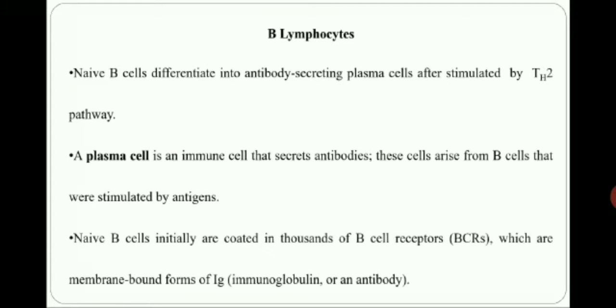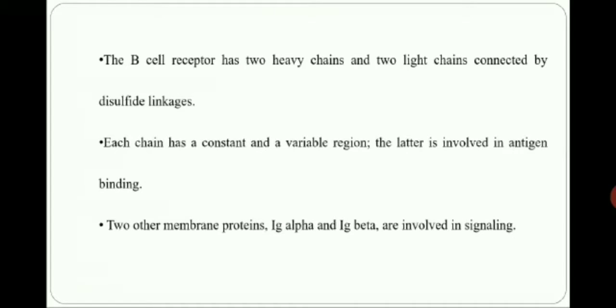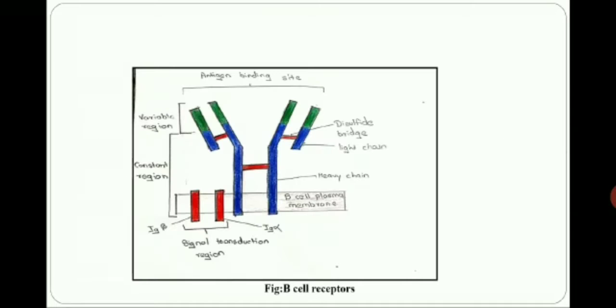B cells can express thousands of B cell receptors, which are the membrane bound form of immunoglobulin. Now the B cell receptor has two heavy and two light chains, which are connected by disulfide linkage. Each chain has a constant and a variable region. The variable region is involved in antigen binding. Two other membrane proteins, immunoglobulin alpha and beta, are involved in signaling.